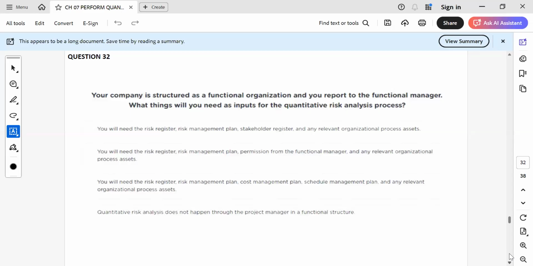Sir, but the thing is that the question mentions a functional organization, just as a distraction. Yes, to distract from the answer. The main thing is they are creating a twist. That's why they are creating this situation, to check how concrete your concept is and how transparent your knowledge is about risk management. Is that clear?